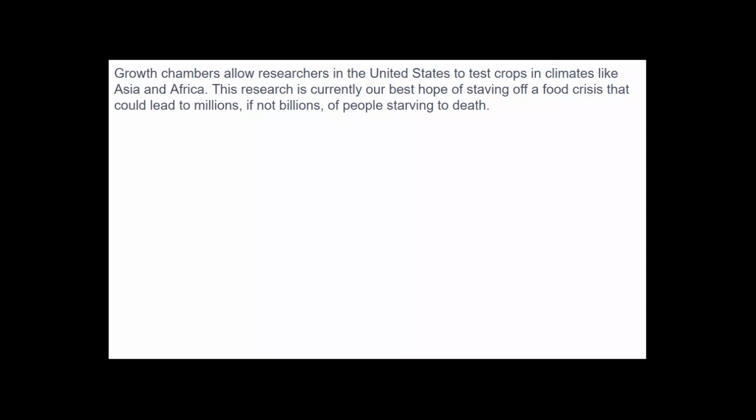Growth chambers allow research in the United States to test crops in climates like Asia and Africa. That's also possible. I suppose one of the problems here, of course, is that people in Asia and Africa could also do research on crops. The probability is they don't have the financial resources. So perhaps another alternative would be to provide financial backing to people in Asia and Africa so they can test the crops themselves rather than being dependent on the United States.